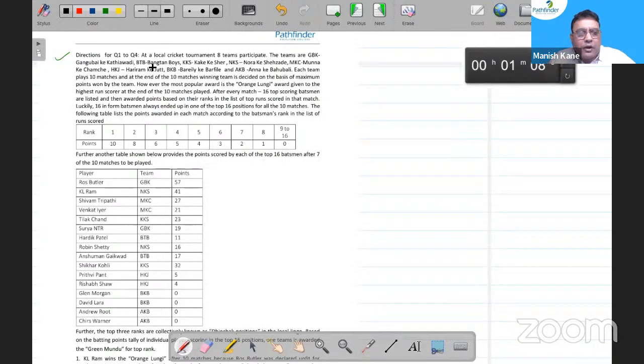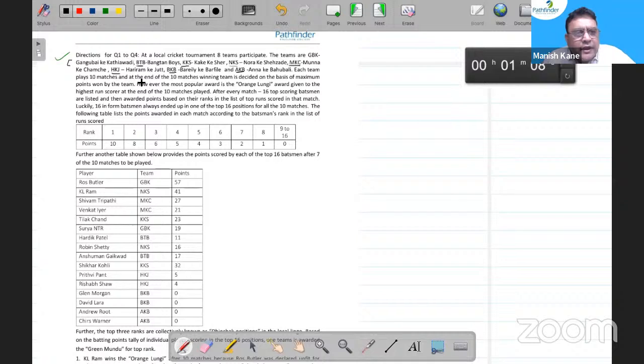Let us have a look at the question. At a local cricket tournament, 8 teams participate. The teams are GBK, BTB. Now, don't go by these names. ये नाम का कोई मतलब नहीं है. So you just read BTB, KKS, NKS, MKC, HKJ, BKB, AKB. So, you know, there are all silly names here.